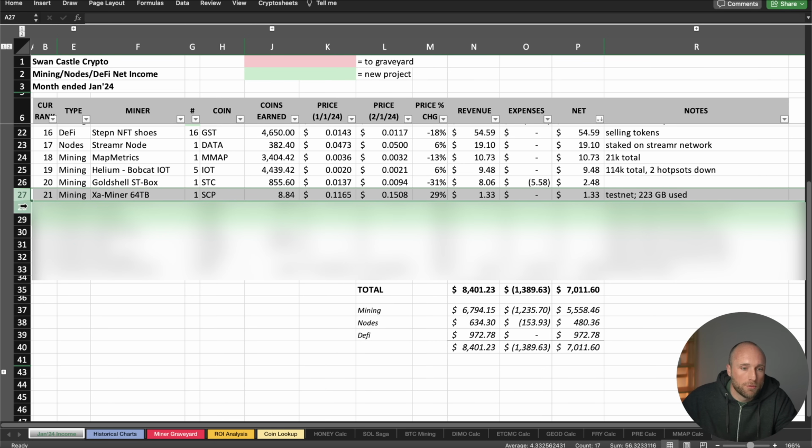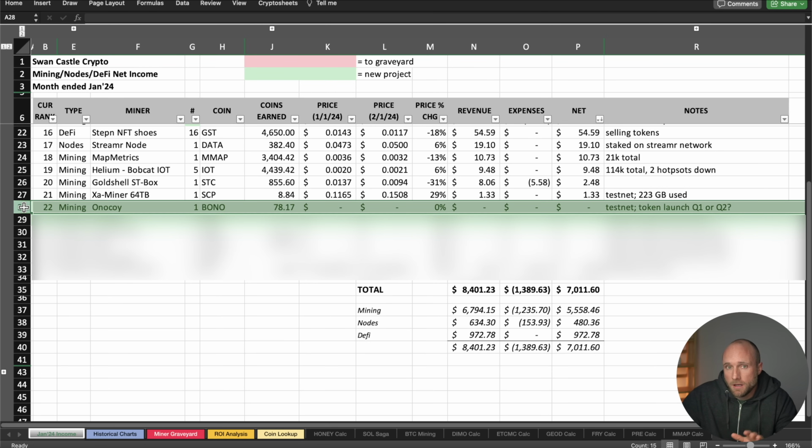Number 22, Onacoy, that's a new project that's GNSS signals. That's the one I have dual mining with GeoNet. Check out that video if you want to learn more about that.